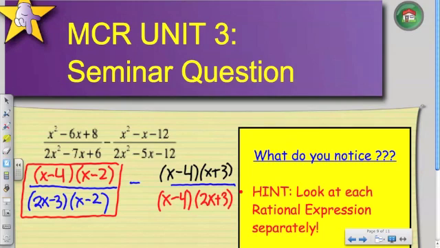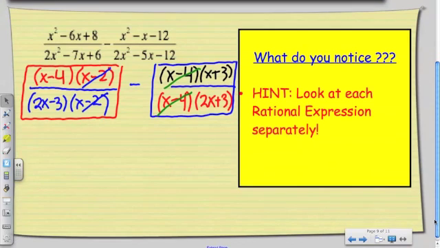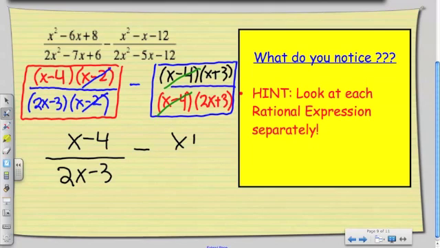Is there anything common in the first one? X minus 2, so we can cancel those out. When we look at the second binomial, is there anything that is common? X minus 4. So you can make your life so much easier for yourself if you do this. X minus 4 over 2x minus 3 minus x plus 3 over 2x plus 3. That is a much easier question to deal with. But time and time again, I see students not doing this and having multiple binomials that they don't need to have in the common denominator.